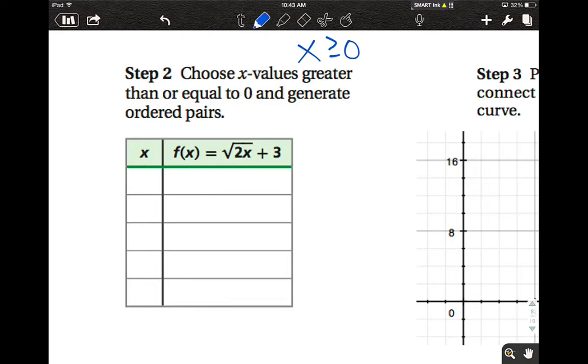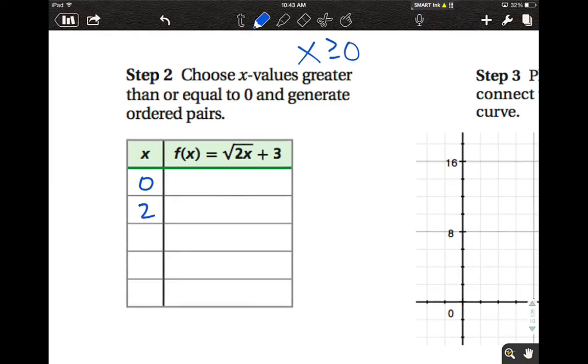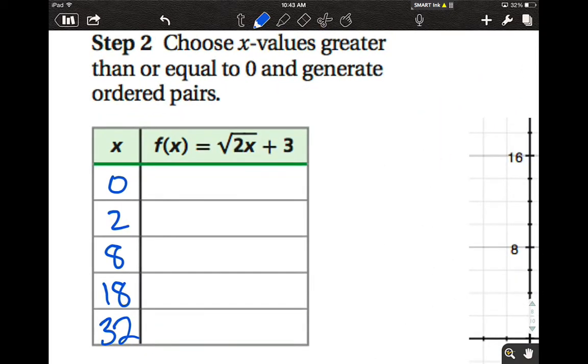I'm going to choose maybe 0. It's important to know right where that is. And I'm going to give you guys some values that work well, because otherwise you'll get some decimals and fractions. Let's pick 0, 2, 8, 18, and 32. Evaluate. How are you going to do this? You're going to do the square root of 2 times 0 and then add 3. The square root of 2 times 0, well, that's going to be 0, plus 3 is positive 3.